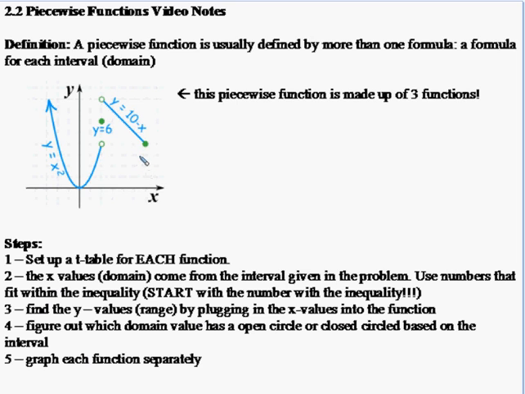The steps to graph each of these functions are as follows. Step 1: I want you to set up a t-table for each function separately. Then you need to find the x values, which are known as the domain. These are going to come from the interval given in the problem. Use the numbers that fit within the inequality, and start with the number in the inequality. Then you need to find the y values, known as your range, by plugging the x values into the function. Once you have all these points set up, you need to figure out which of these is going to have an open or closed circle based on the interval. Then you graph each of these separately.